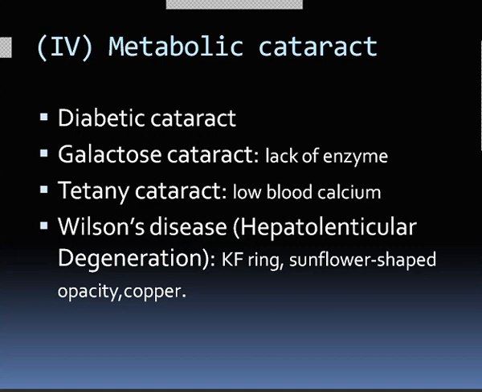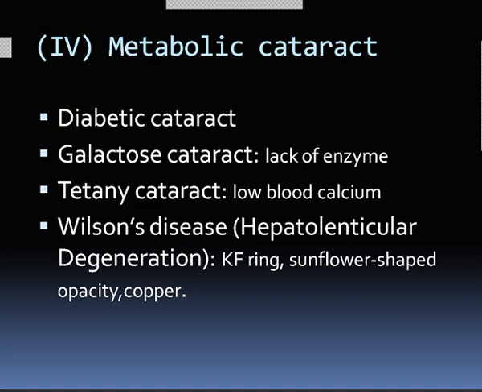And some metabolic disorders also lead to cataract formation. For example, in Wilson's disease, we have to look for the KF ring, and the typical sunflower-shaped opacity is there, and it is due to improper metabolism. And then diabetic cataract. What is the mechanism?